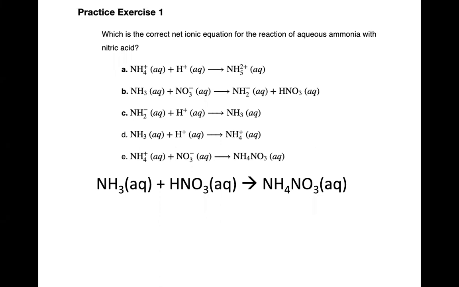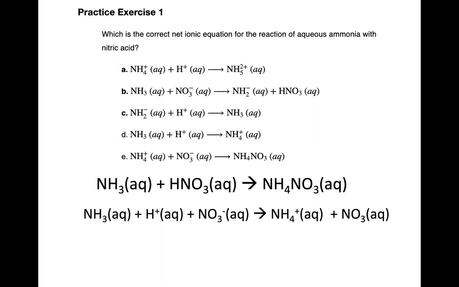So if I were to look at this right here, what is our strategy to get the net ionic? We're going to break apart the aqueous strong electrolytes, and then we'll cancel. This is where I think that takes us. I am breaking apart the aqueous strong electrolytes. If it is a weak electrolyte, I'm going to keep it written as is.